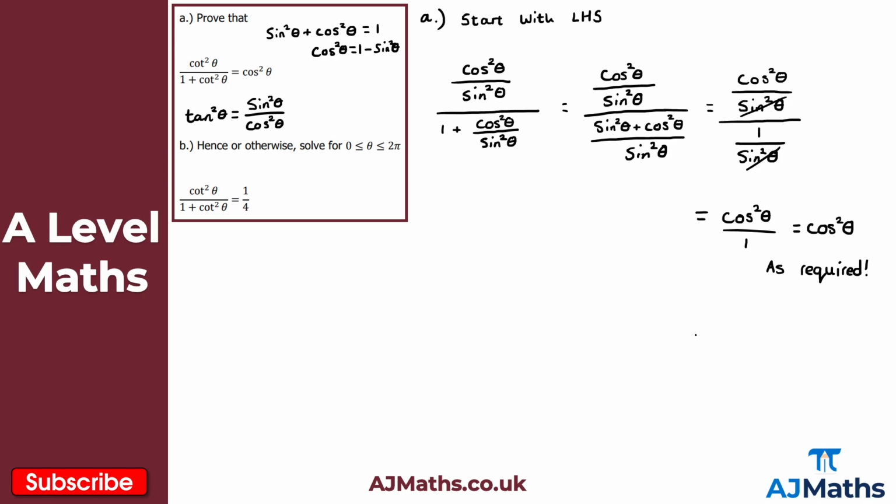So that's part A done. So let's move on to part B now. Now for part B, it says hence or otherwise, solve for theta being between 0 and 2 pi. We've got this equation here.